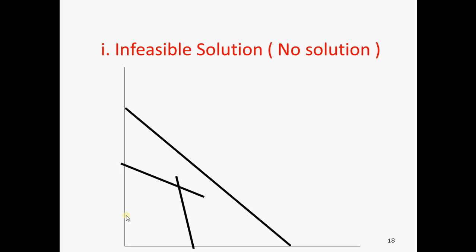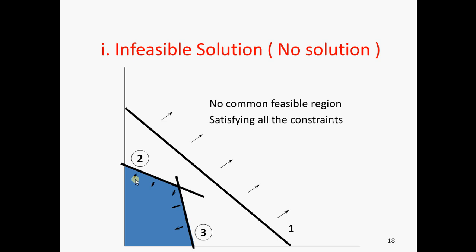First one, let us see the infeasible case, that is, no solution, as I was telling. Now if you carefully observe this, there are 3 constraints. One constraint is showing upwards, one more downwards like this, and the third one also like this. Satisfying 2 and 3 gives a common feasible area, but this is going upwards. If you analyze, there is no common feasible region satisfying all the 3 constraints. Hence the conclusion is infeasible solution or no solution.